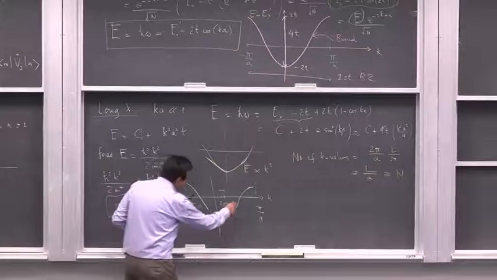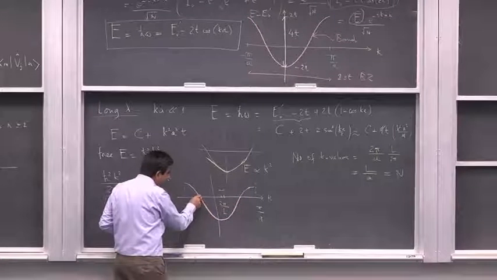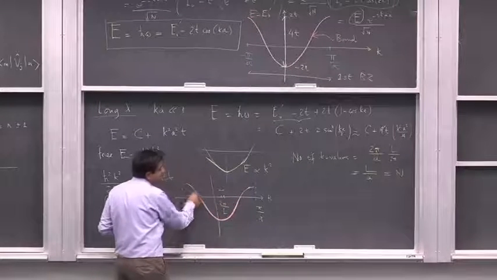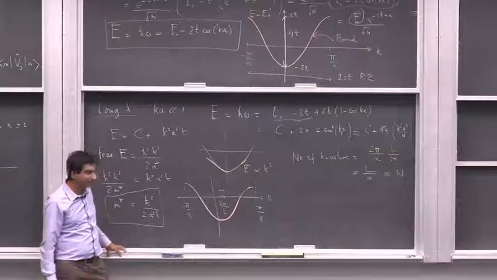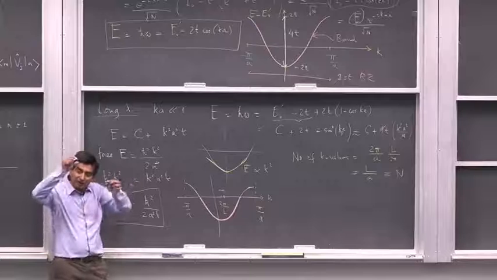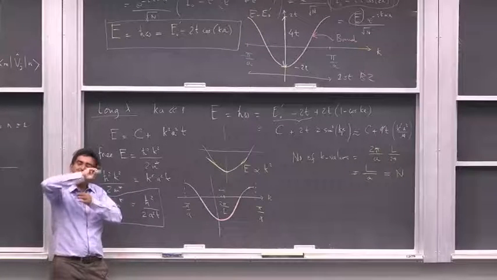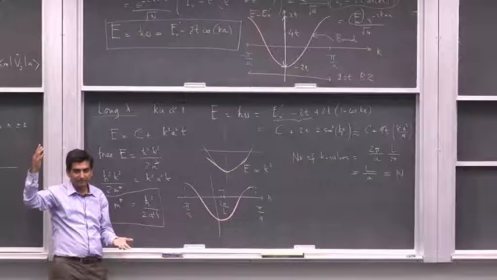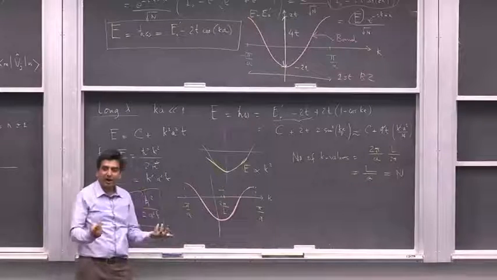Alright? So you get a half-filled band for monovalent atoms in this simple model. If you just have one orbital per atom and one electron, you can have as many electrons, but depending upon the kind of the orbital. Okay? So now this band is half-filled, so you have a half-filled band.